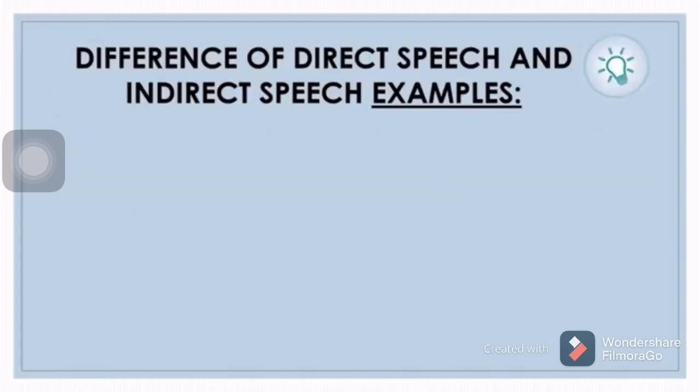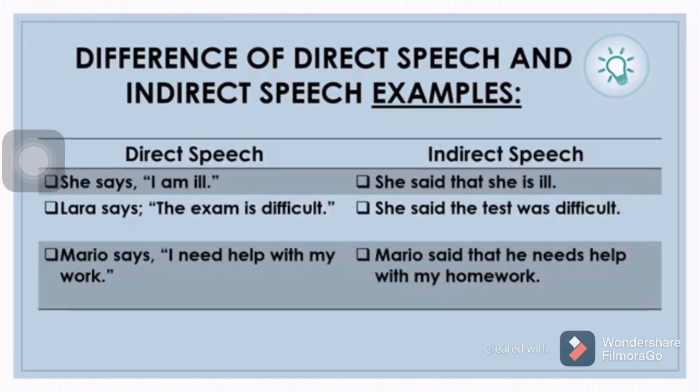Again, here are some examples. These examples will make you see the difference of direct speech and indirect speech. In the direct speech, of course, there is the use of the quotation marks. And in the indirect speech, there is the use of the verb and the pronouns. You see that? Okay.